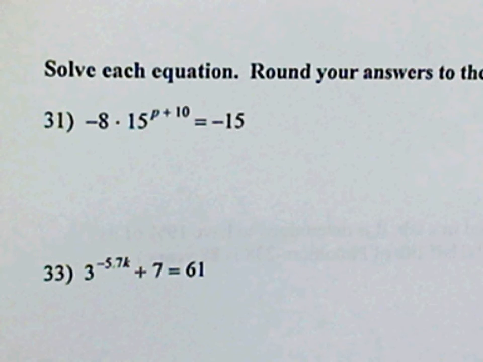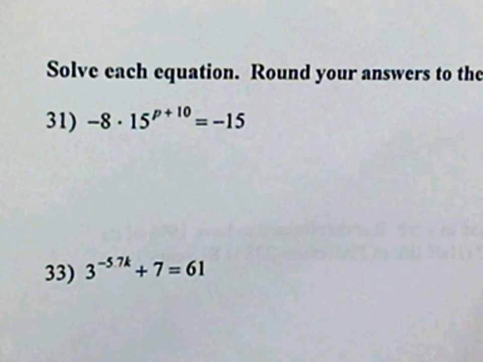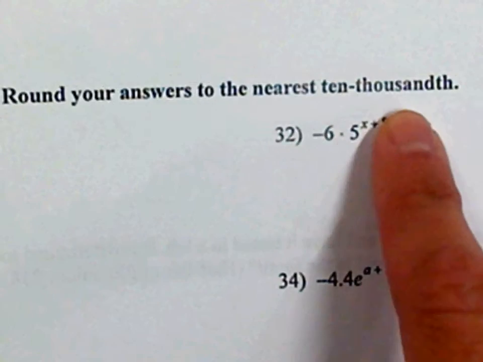Hey guys, welcome back. We are going to cover number 31 to number 38. Okay, this is solving equations. You need to round your answers to the nearest 10,000s. Right here, that means 4 decimal places.